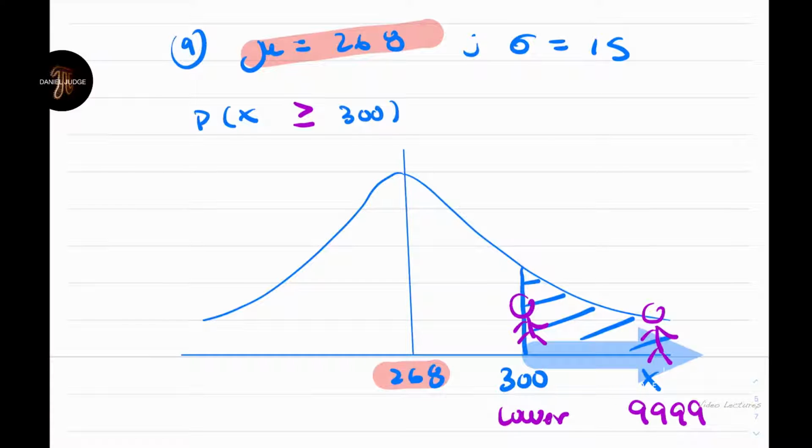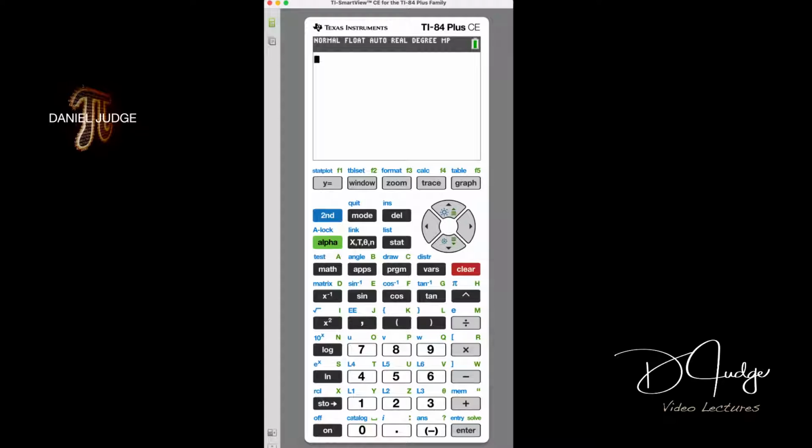Okay, here we go, ladies and gentlemen. Let's try this out on the TI. So go to the TI now. I want to clear this out. Second, distribution, normal CDF. My new lower value is 300. My new upper value is 9,999. The mean here again is 268, and the standard deviation is 15. So we have to change these values. And sure enough, you hit paste, and here we go.